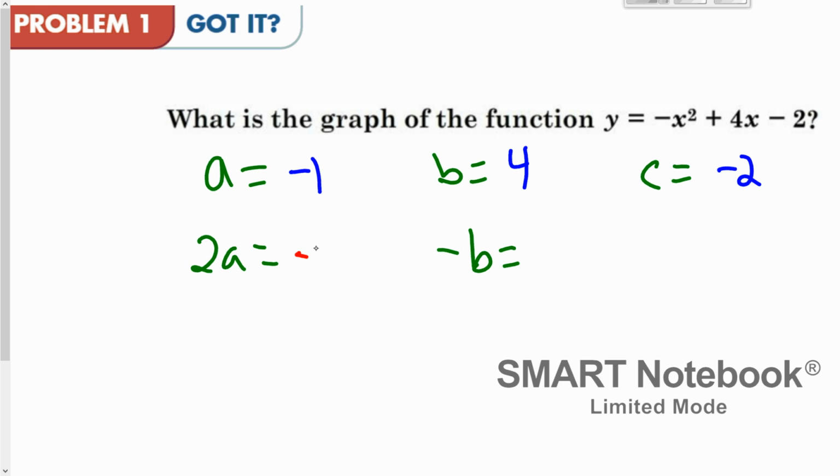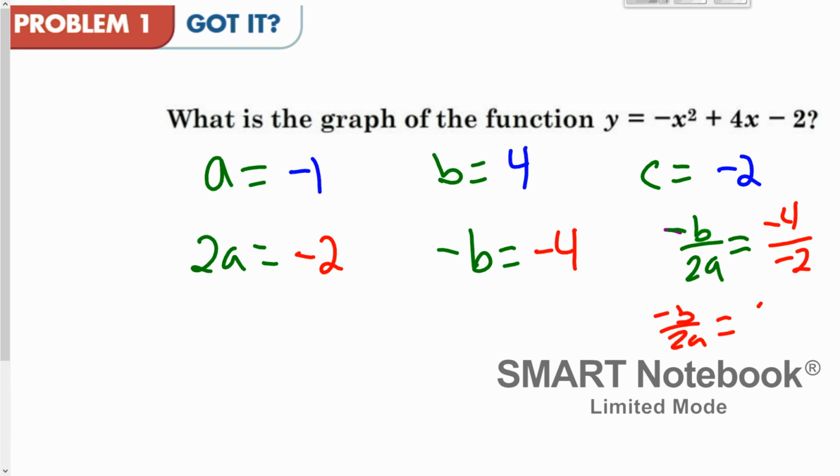Okay, so 2 times negative 1 is negative 2. Opposite of b is opposite of 4, which is negative 4. Okay, once you got that, go ahead and now try to find your negative b divided by 2a. Okay, pause the video, find that. So my negative b was negative 4. My 2a was negative 2. So negative divided by negative is a positive, and 4 divided by 2 is 2. So negative b over 2a is equal to positive 2. So x equals positive 2. All right, because that's what x equals. x equals negative b over 2a is your axis of symmetry.